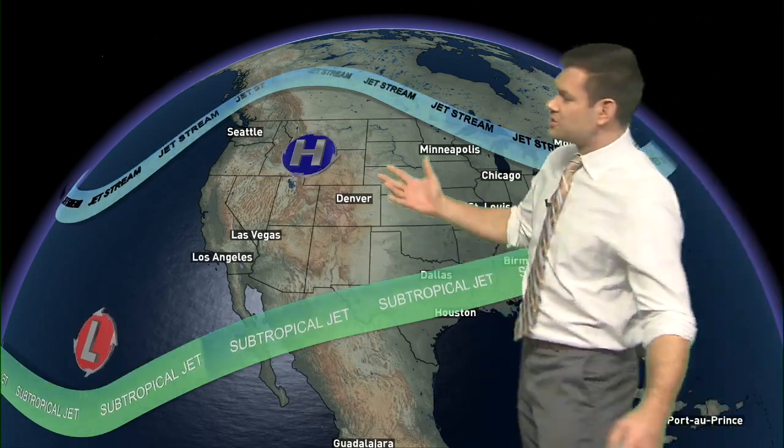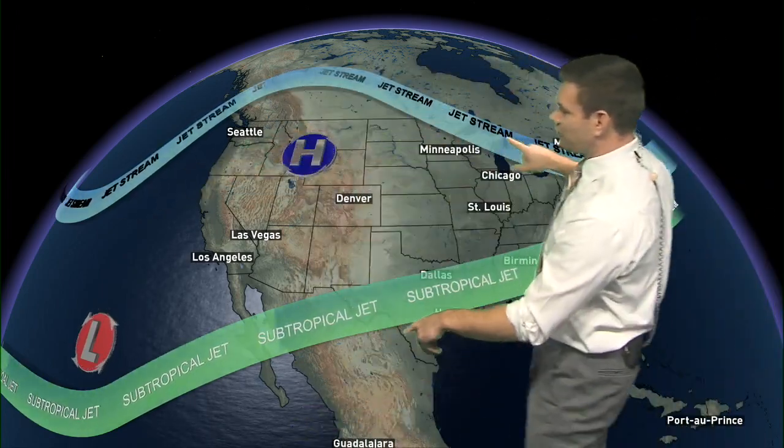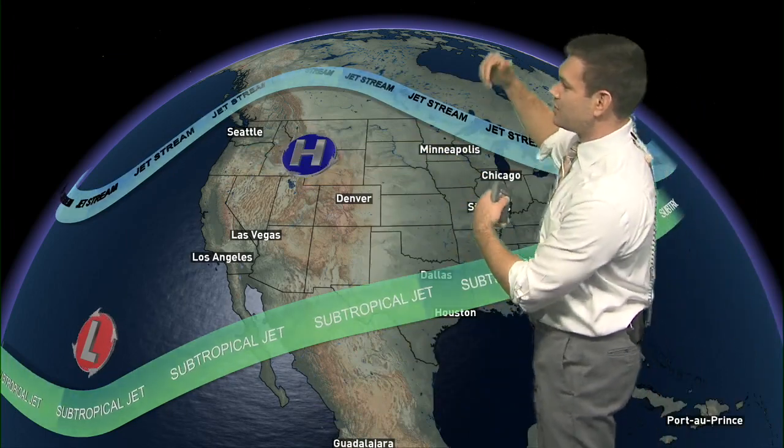So let's start with the big picture here, right? You've got a couple features to look at. This is our jet stream. It flows in the northern hemisphere from west to east. This is a division between air masses. You have generally warmer air to the south, cooler air to the north.